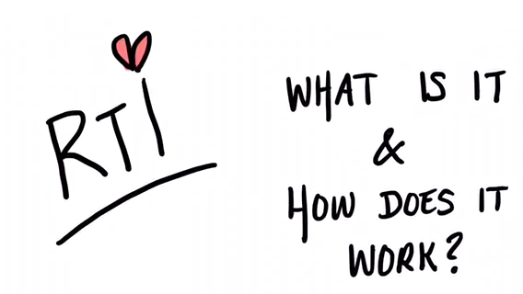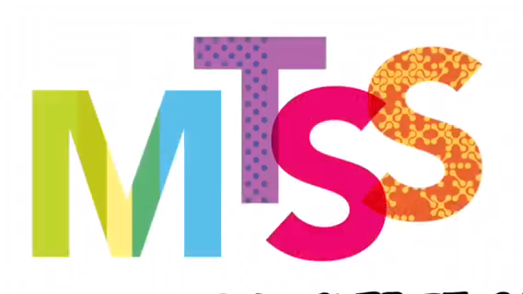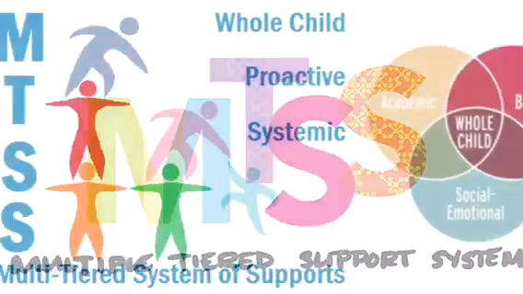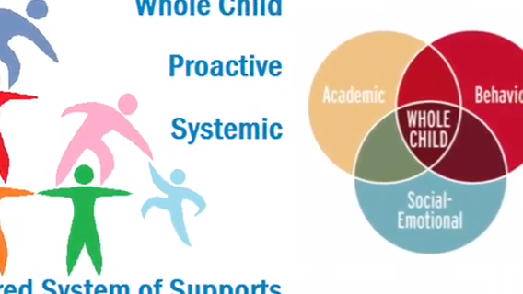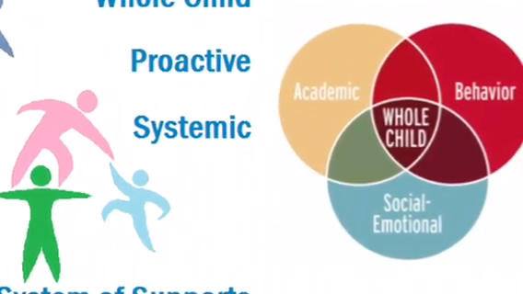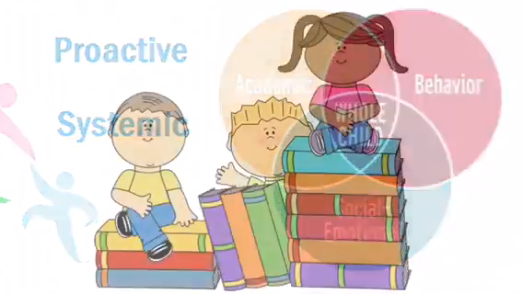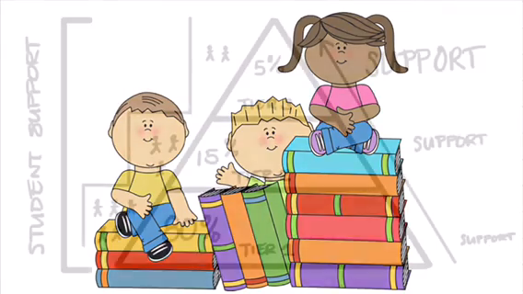RTI. What is it and how does it work? RTI is a part of the MTSS, better known as the Multiple Tiered Support System. This is a system in which we cater towards the whole child. It includes their academic, behavior, as well as their social emotional needs. Children come to us at various levels, and many of them need extra help to reach their goals.